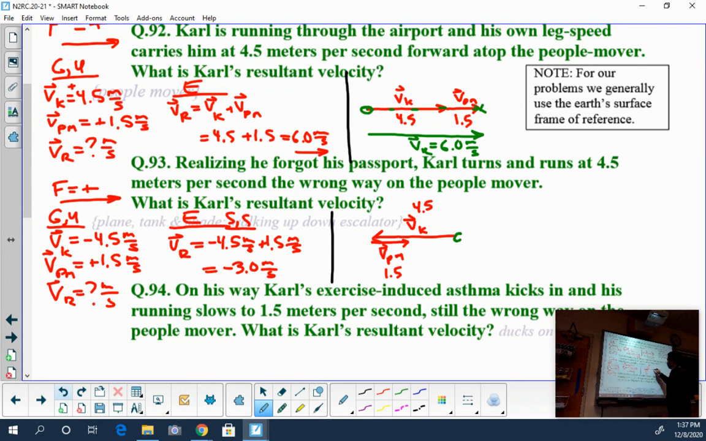Expose the tail, circle to start. X to finish. Your resultant is circle to X. I don't care which way the last arrow went. That's not the protocol. Circle to X. There it is. Boom. There's your arrow. So 4.5 minus 1.5 is your 3 meters per second backward. Good.